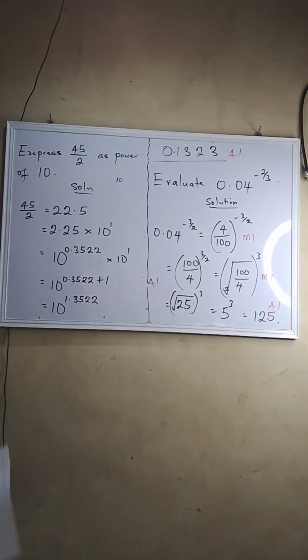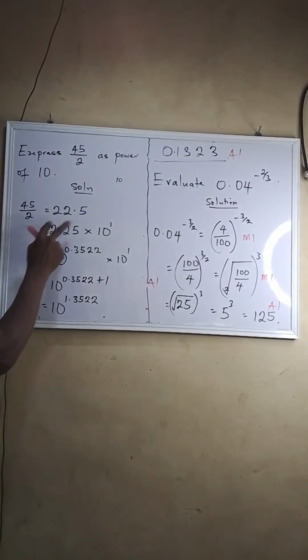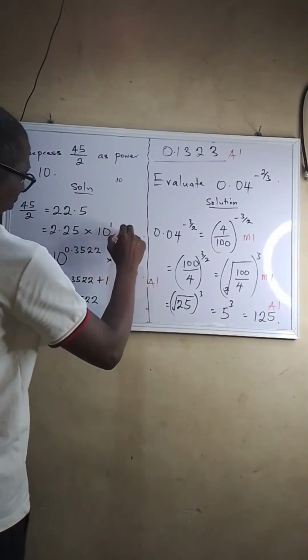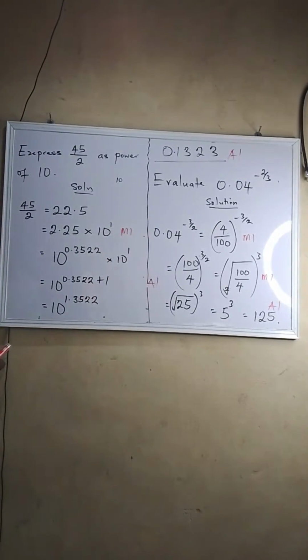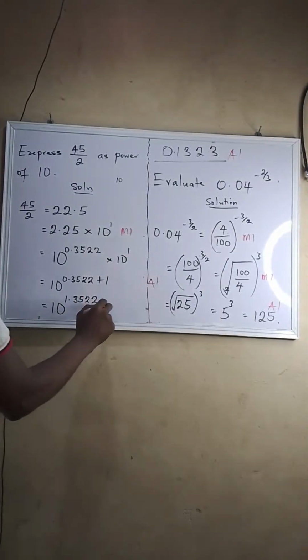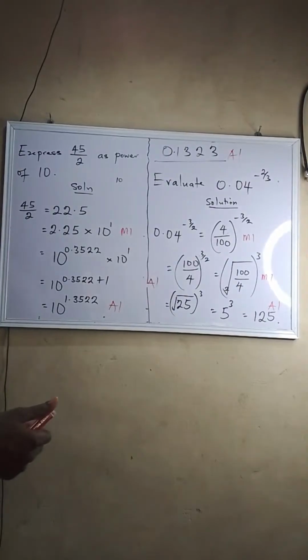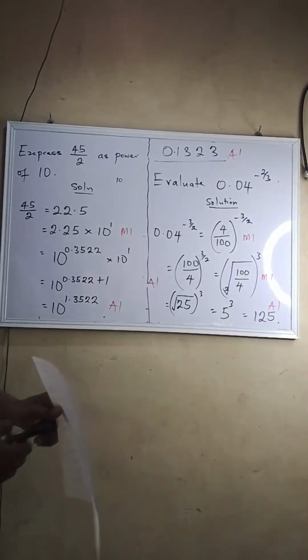Alright, so how do we award marks to this? Now for expressing this number in standard form, you have M1 for that. Okay? And for getting your answer, you have A1. Alright, so 2 marks for that question. Okay, that's very simple and straightforward.